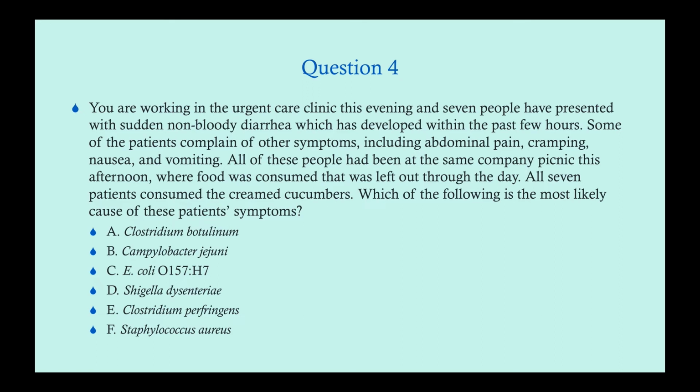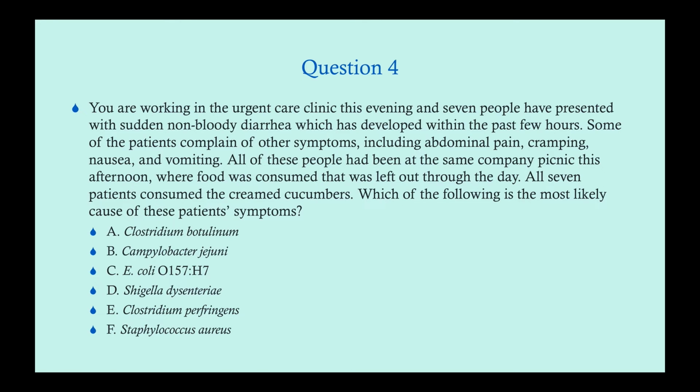A. Clostridium botulinum, B. Campylobacter jejuni, C. E. coli O157:H7, D. Shigella dysenteriae, E. Clostridium perfringens, or F. Staphylococcus aureus. All right. So this is a common question, especially on Step 1 and Step 2. I don't know Step 3 so much, but Step 1 and Step 2, you got to know this.